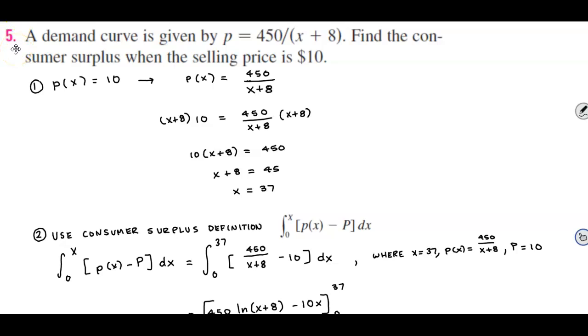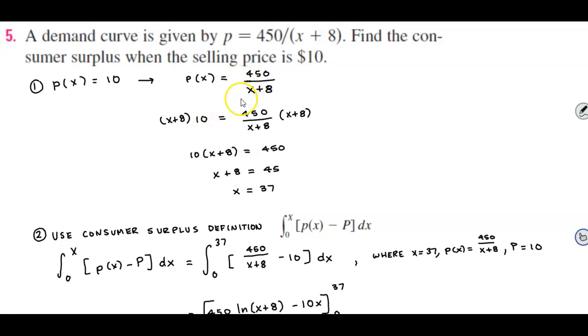For example number 5, a demand curve is given by P equals 450 divided by the quantity X plus 8. Find the consumer surplus when the selling price is $10. So P of X is equal to 10, and P of X is equal to 450 over X plus 8.